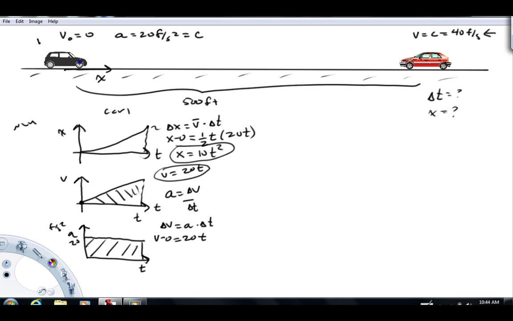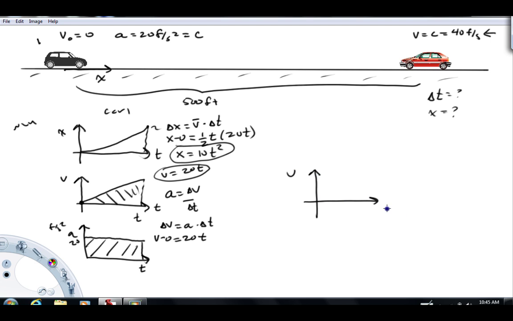All right, let's talk about car 2. Car 2 is not accelerating. It's moving at a constant 40 foot per second to the left. So because it's not accelerating, I'm going to skip the acceleration graph and just go into the velocity graph.